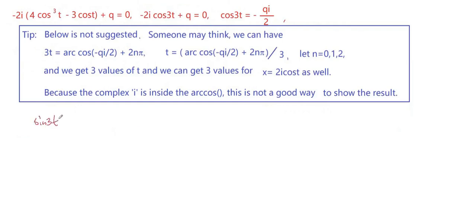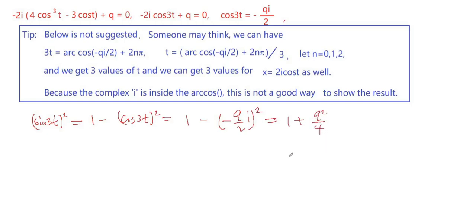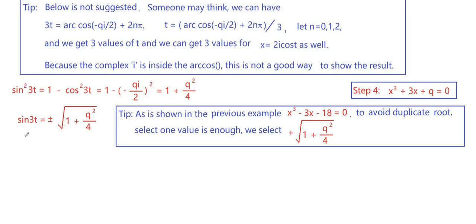Instead, we will use another, more direct method to show the result. Say sin 3t squared equals 1 minus cosine 3t squared, which equals 1 plus q squared divided by 4. We get two values for sin 3t, but as shown in the previous example, to avoid duplicate roots we only need to select one value, so we select the positive one.